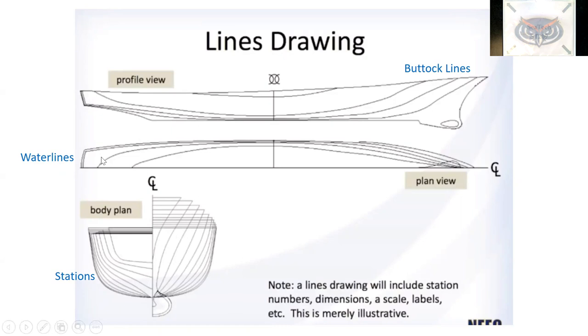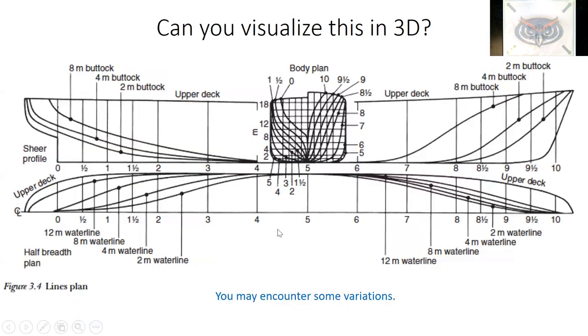Again, this is just illustrative, but usually these are numbered and dimensioned, so you can basically create a whole hull. A more detailed line plan would look like this, with a 12-meter water line, 8-meter water line. This is what people used to use for a very long time.